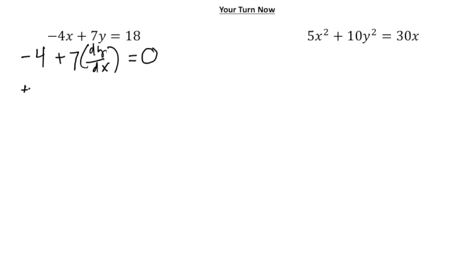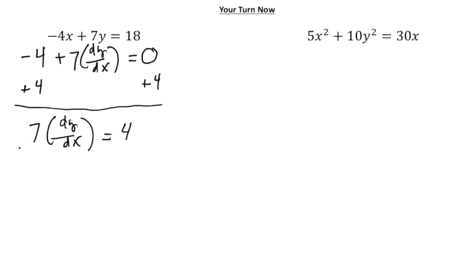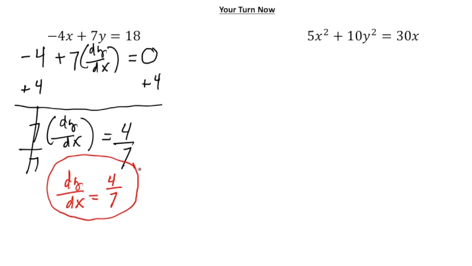So I'm going to add 4 to both sides. Add 4. So that gives us 7 times dy over dx. It's going to equal 4. And then divide both sides by 7. And the 7's cancel out. And we end up with dy over dx equals 4/7. And that's the first problem. All right, let's take a look at the second problem.